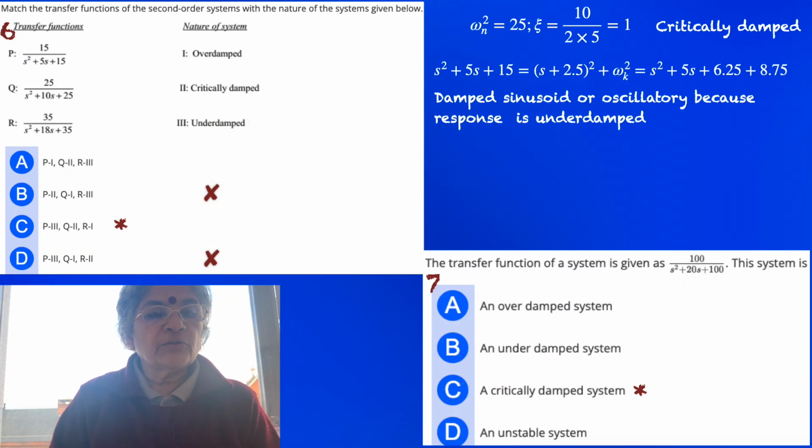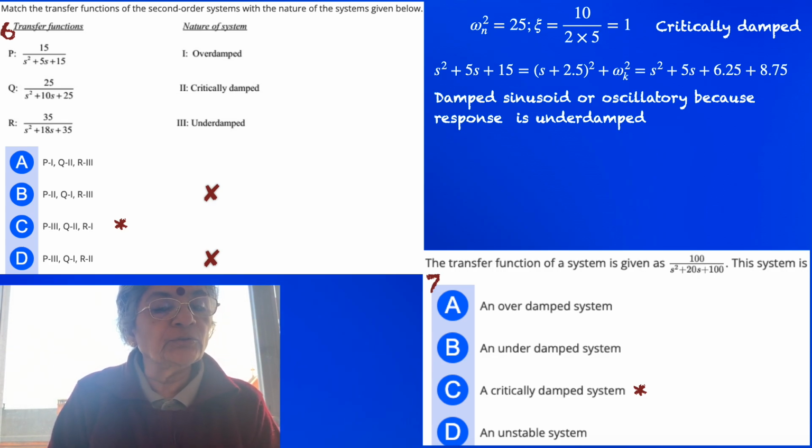Okay, so now let's go for the sixth problem. We have a set of transfer functions on one side and the nature of the system on the other. So this is another nature which is being revealed by the characteristic equation. What do the characteristic equations have? We have omega n square as also 2 eta omega n s. So we can find out the value of eta in all cases, and eta is equal to 1 for critically damped cases, greater than 1 for over damped cases, and less than 1 for under damped cases.